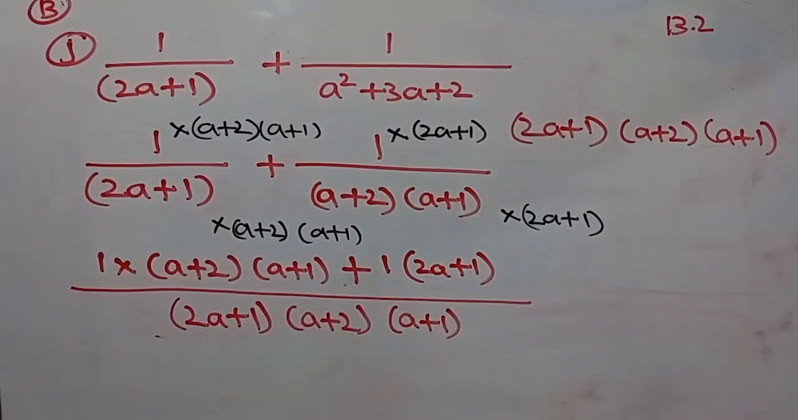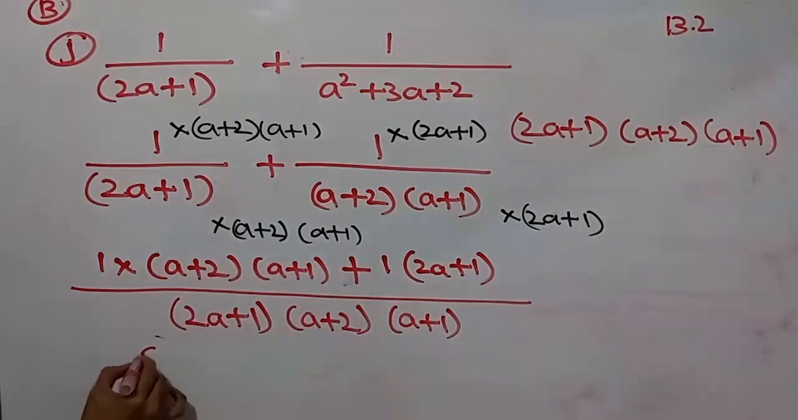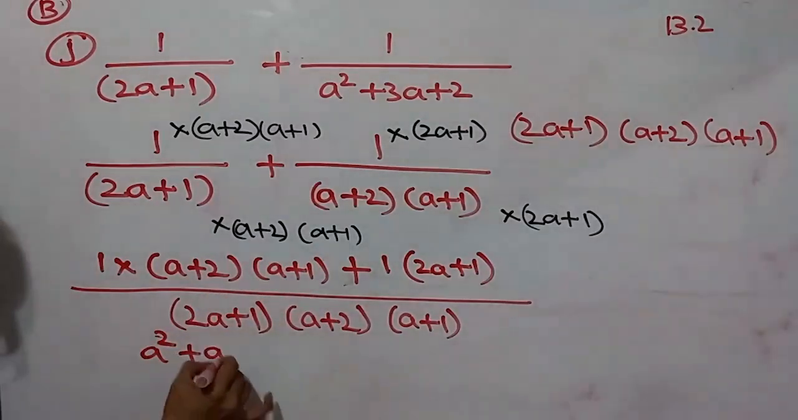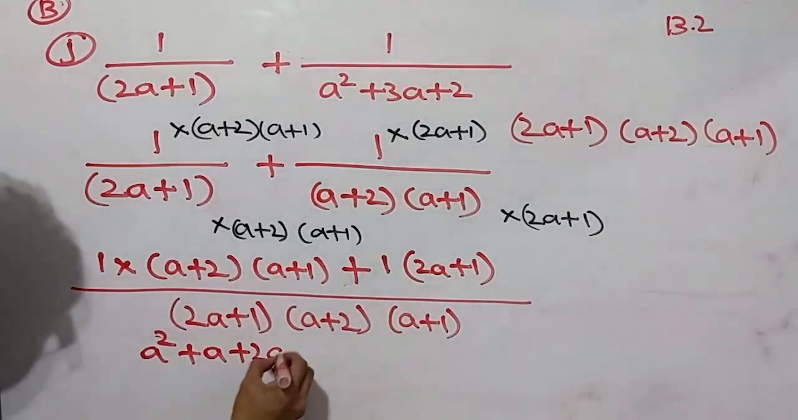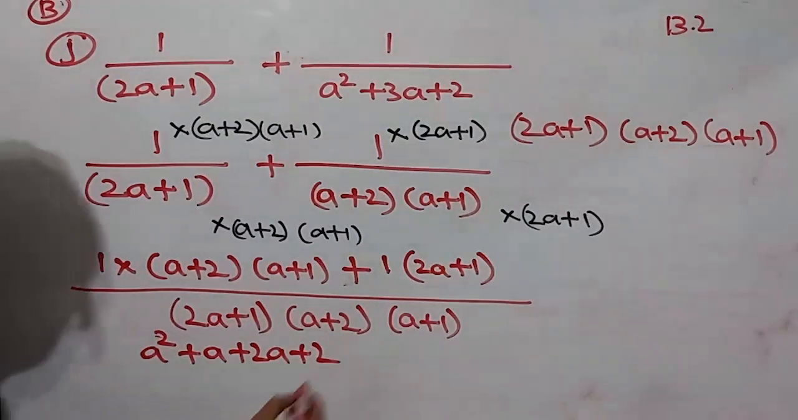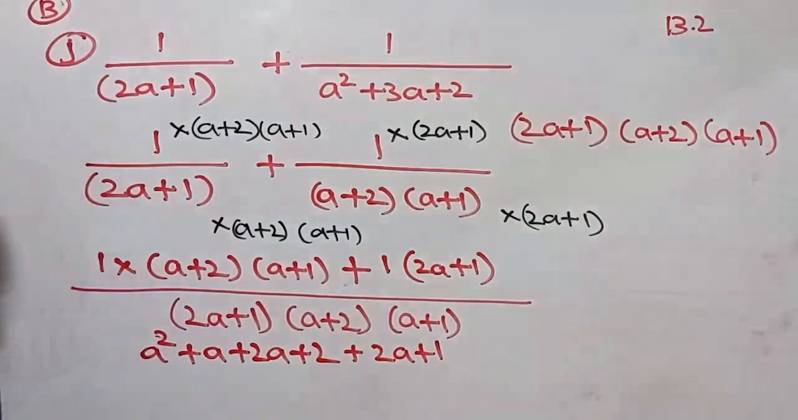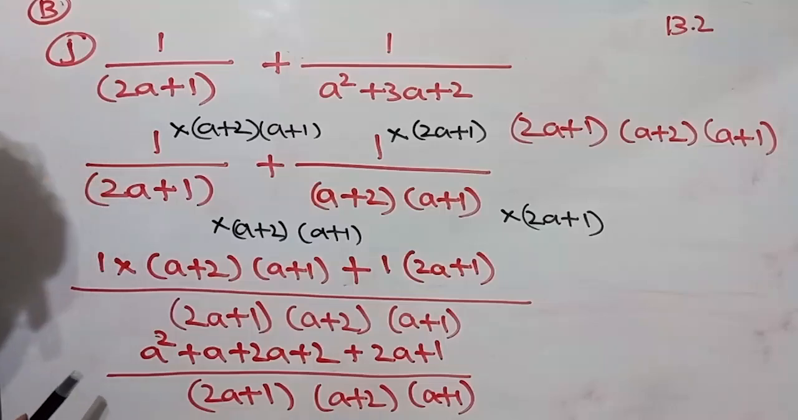So we will simplify here. That means we need to simplify these binomial expressions. So a into a, we are getting a squared. a into 1 plus a, or positive a. 2 into a, positive 2a plus 2, plus 2a plus 1. Right, then the entire expression needs to be divided by the LCM.